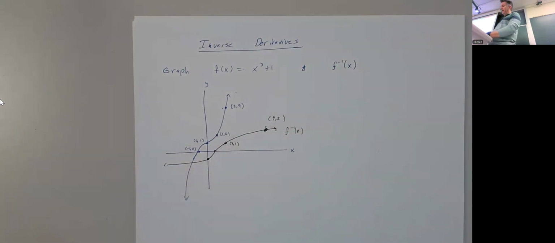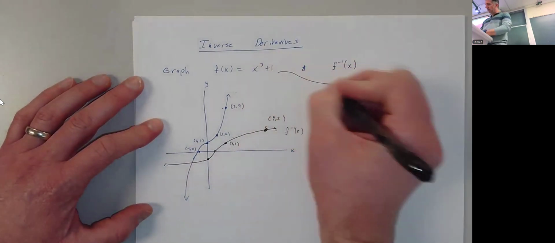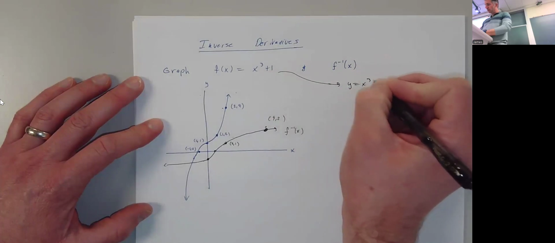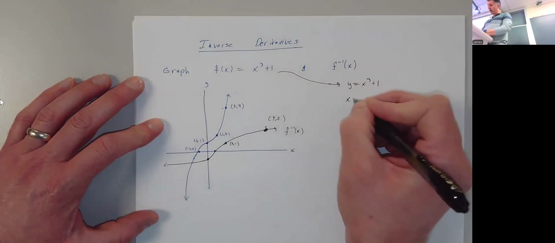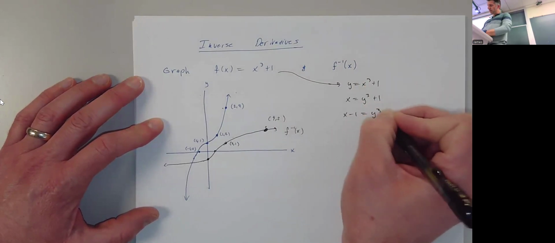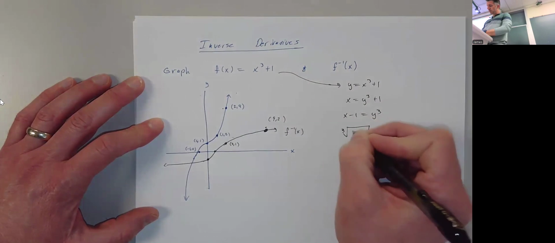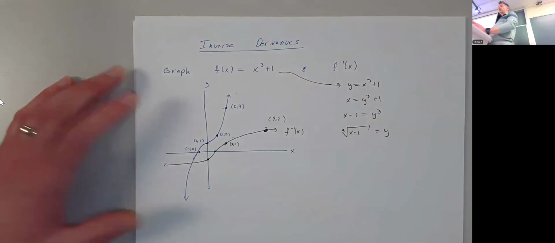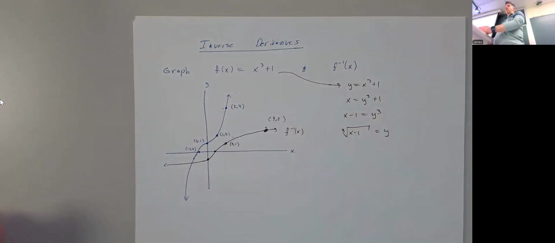Yes, we could also find it. If you start with y equal to x cubed plus 1, you can switch x and y, and then solve for y. And that certainly does look like the cube root function has been shifted 1 to the right. So that's our inverse function.